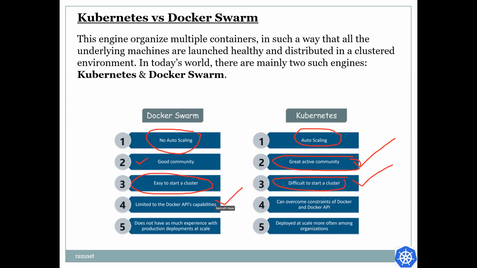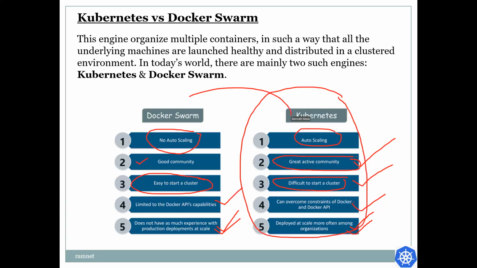But Kubernetes can overcome the constraints of Docker and the Docker API. Docker Swarm does not have as much experience with production deployment at scale. Here we have it; deployment at scale is more common among organizations. As far as the comparison between Docker Swarm and Kubernetes goes, Kubernetes is the clear best choice to go for. And moreover, Kubernetes can be maintained completely with a GUI itself. Okay, let's go to the next slide.